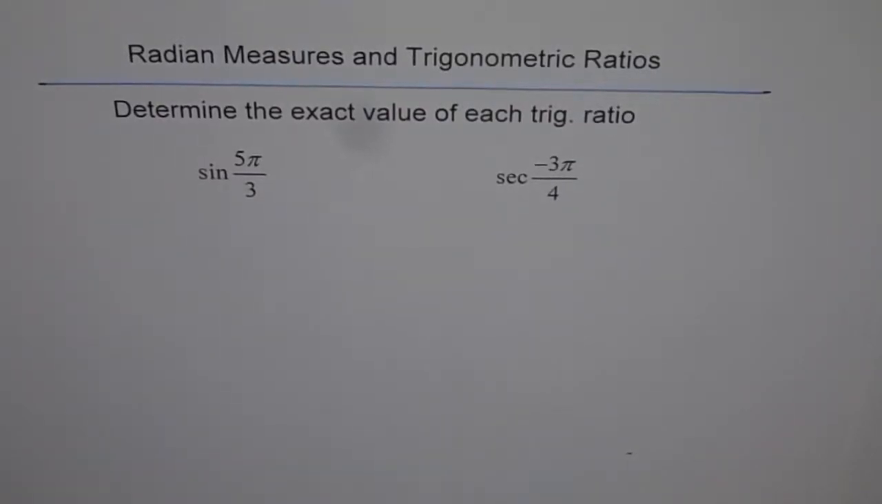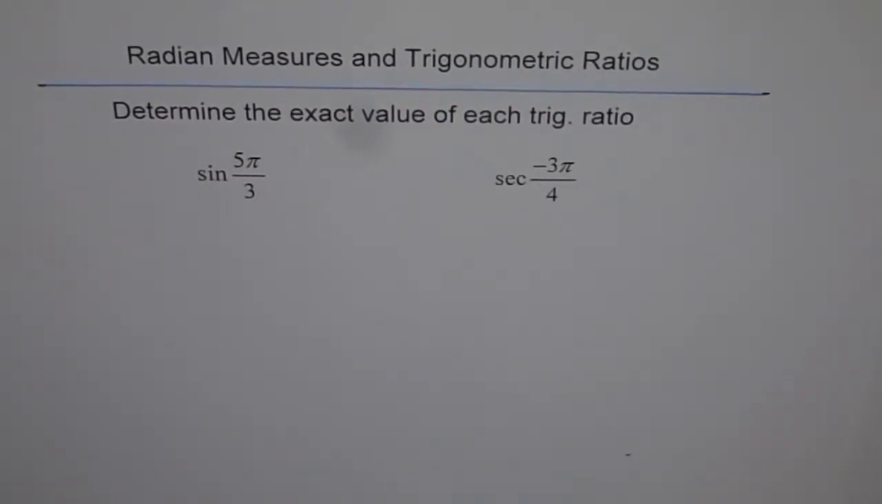Radian measures and trigonometric ratios. Determine the exact value of each trigonometric ratio. Now I'll teach you how to find trigonometric ratios when the angles are given in radians. And now these are exact values, so that means we'll follow our special triangles, correct?